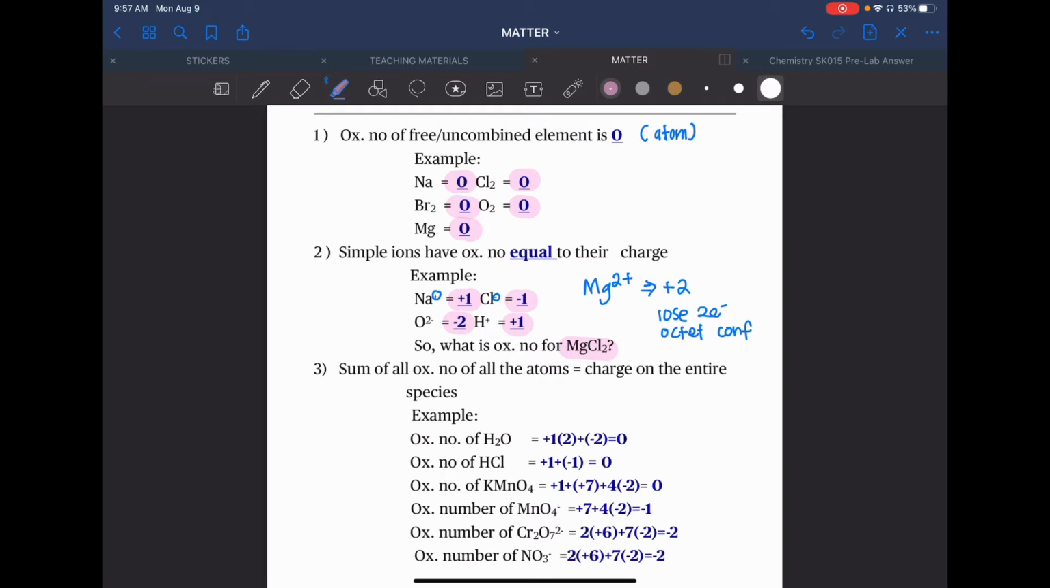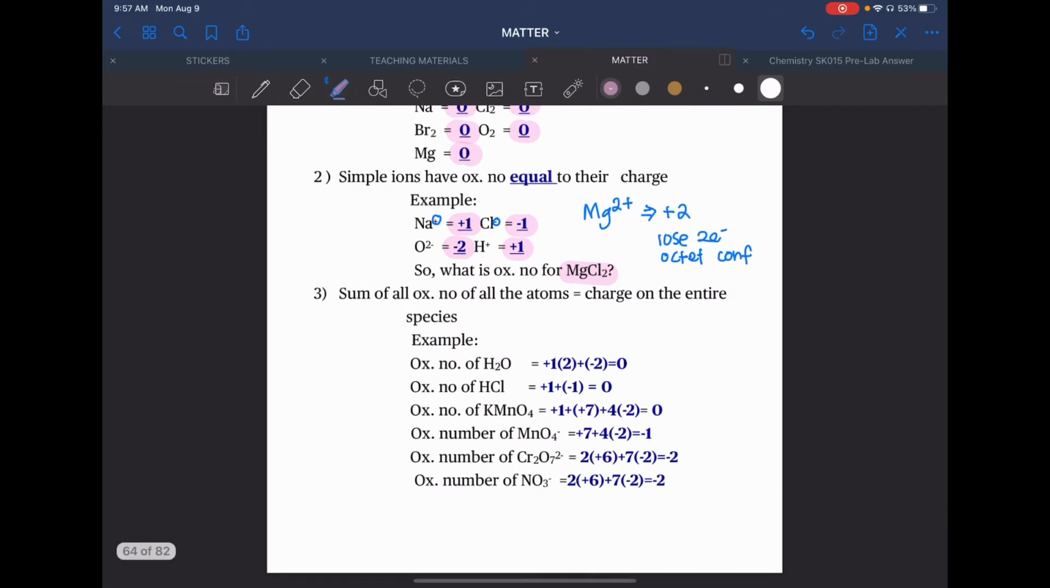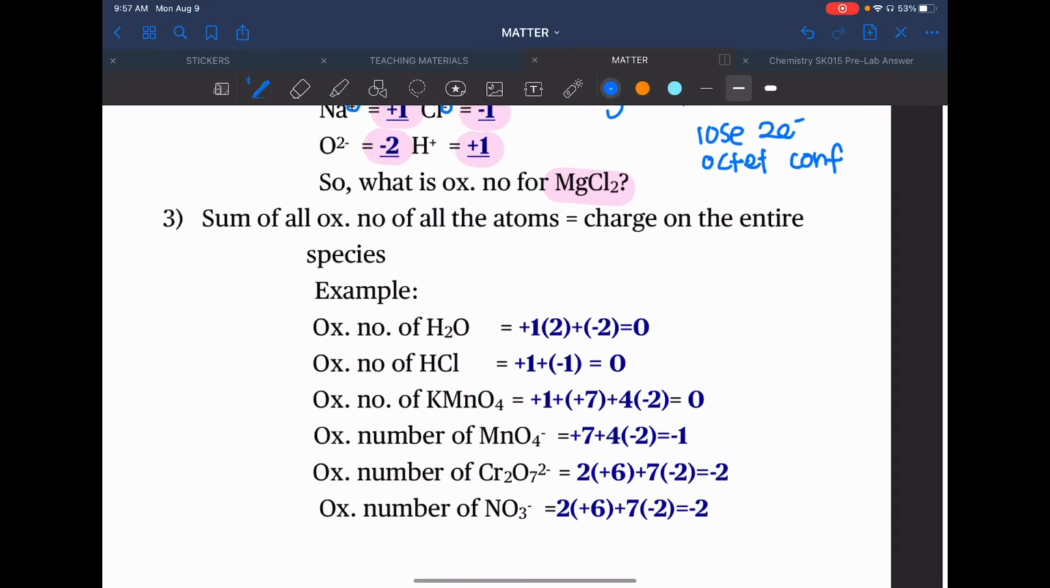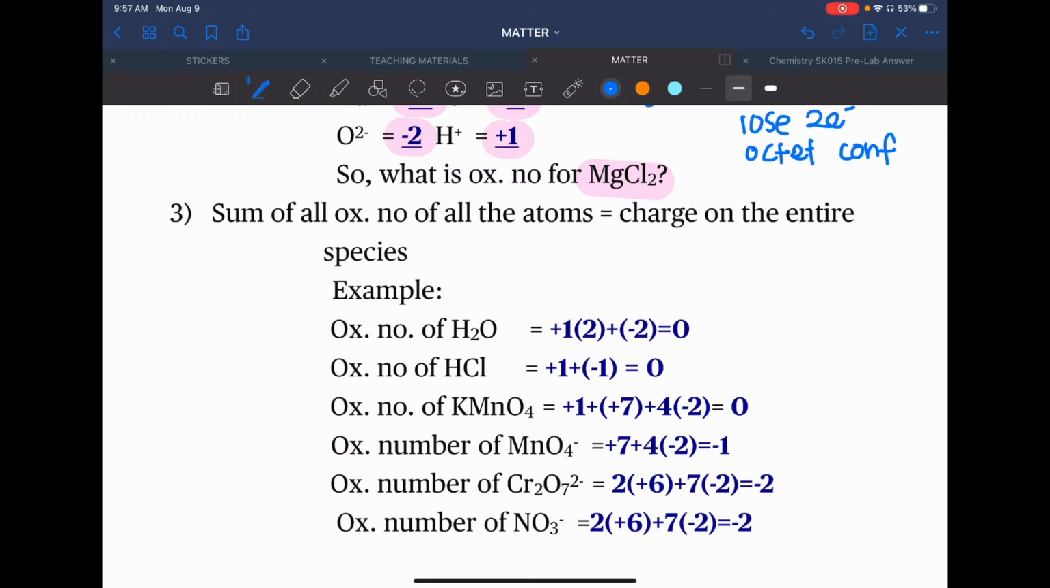Okay, next. The third one: the sum of the oxidation numbers of all atoms equals the charge of the entire species. For example, H2O. We have two elements, hydrogen and oxygen. We know oxidation number for hydrogen is always positive 1. Since we have two hydrogens, times 2 lah. Next, we have element oxygen.